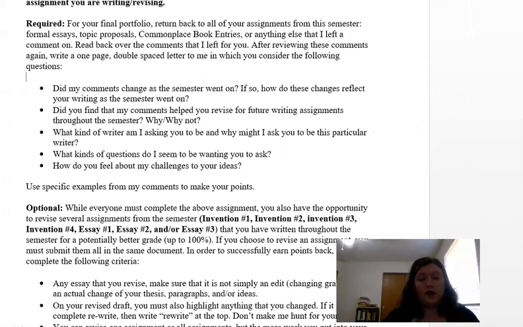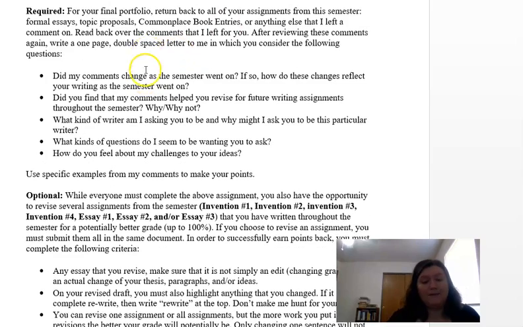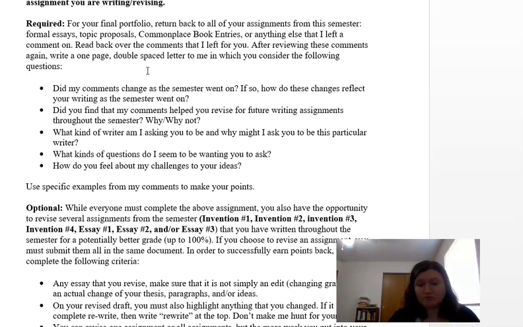This could be on a rough draft, a final draft, invention, topic proposal, or any other piece of writing that I could have given you feedback on. I want you to go back and look at it. And once you read over my comments on your writing, write a one-page double-spaced essay reflecting on some of these questions.